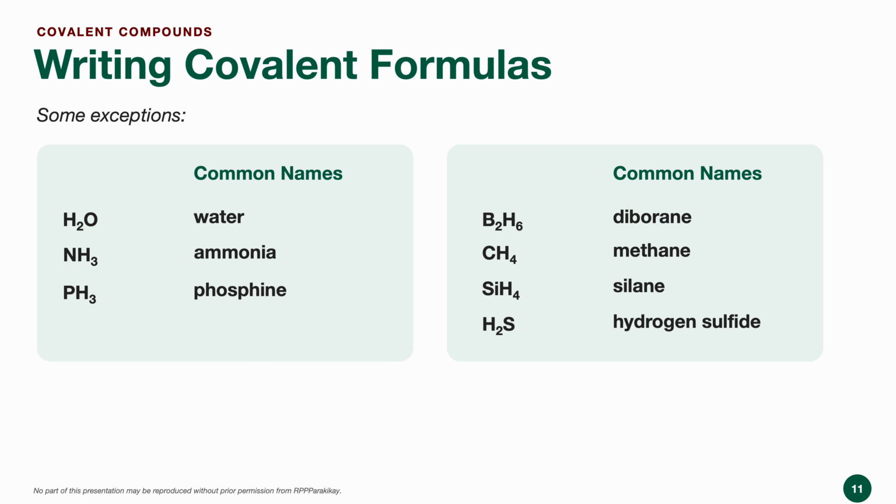Also, note that the order of writing the elements in the formulas for hydrogen compounds can be irregular. So for example, in water and hydrogen sulfide, H is written first, whereas it appears last in the other compounds. But in methane and other binary organic compounds containing carbon and hydrogen, carbon is usually written first.